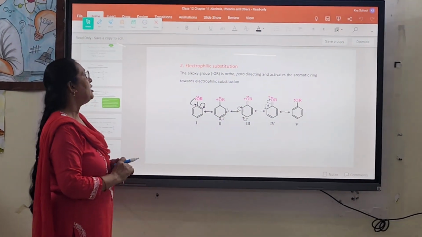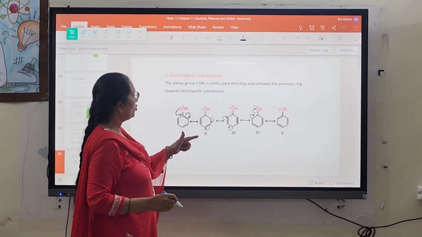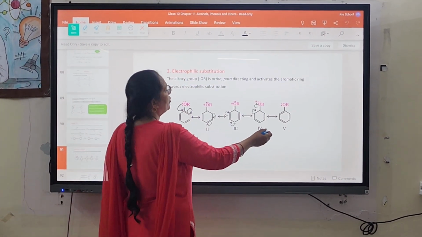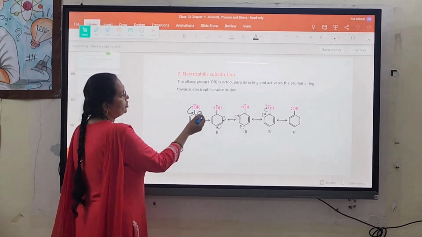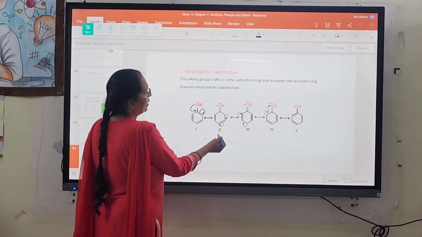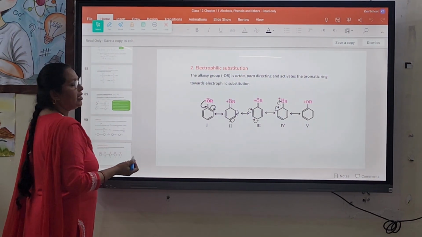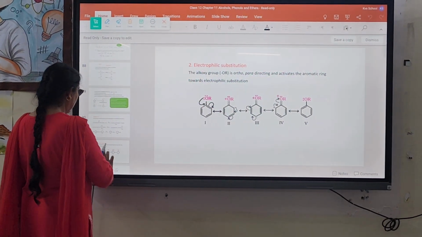Electrophilic substitution: the alkoxy group is ortho-para directing. As we can see, in the resonating structures of the aromatic ether the ortho and para positions become electron rich, so they direct the substituent to the ortho and para positions.